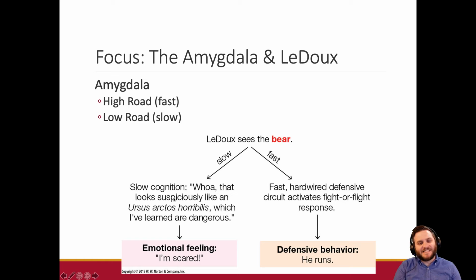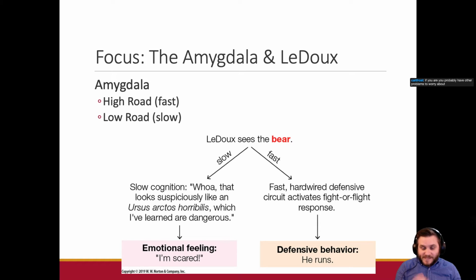this is such a silly example, but slow cognition. Whoa, that looks suspiciously like Ursus arctos horribilis, which I've learned are dangerous. Seriously, I'm sure you're not thinking about the specific species name. The species and subspecies, by the way, because there's two. Anyways, it's a bear. It's ursine. Okay? Yeah, you see the bear and you're like, ah! I'm scared! But you're thinking about being scared as you're running away.